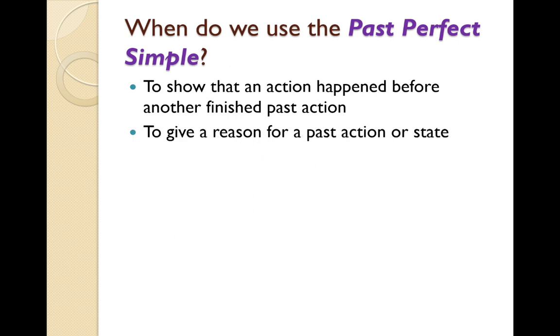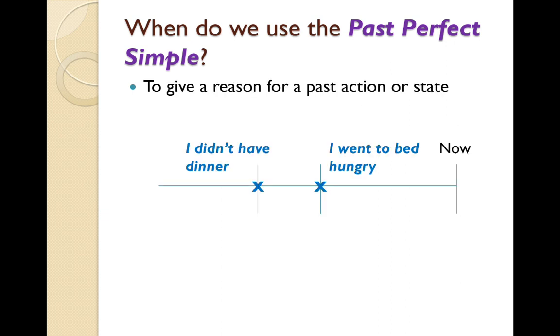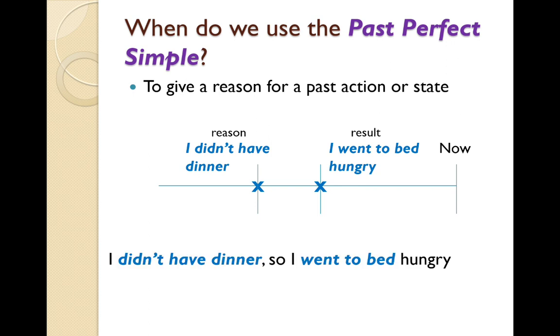We can also use the past perfect simple to give a reason for a past action or state. So, I didn't have dinner. This is my reason, the thing that happened. And then the result of that is that I went to bed hungry. I didn't have dinner, so I went to bed hungry. If we speak about the two things in order, the reason followed by the result, then we use the past simple for the reason and the past simple for the result.